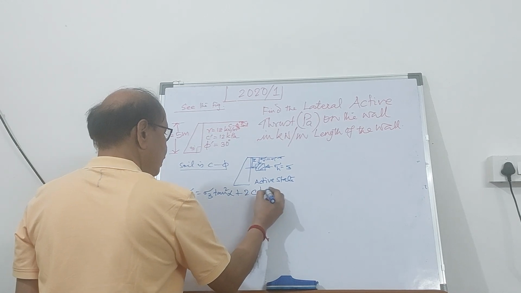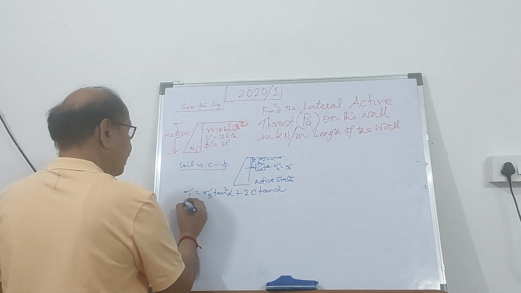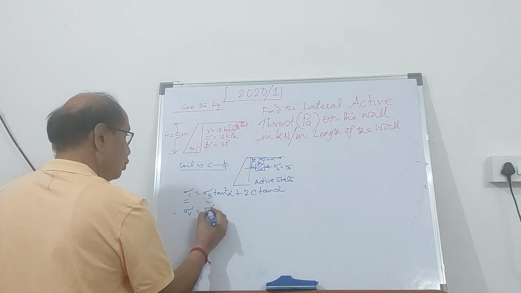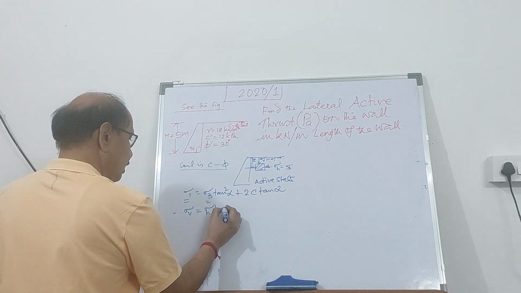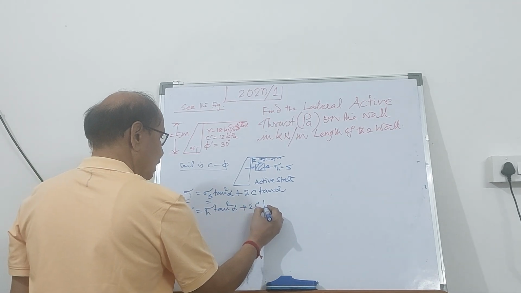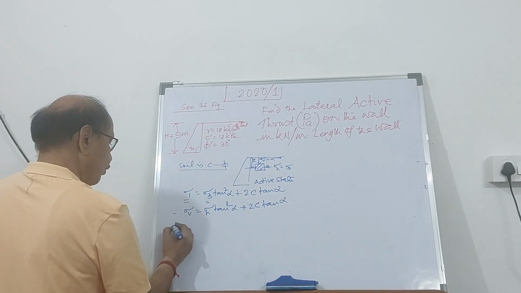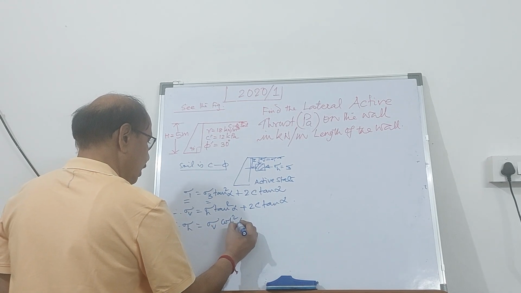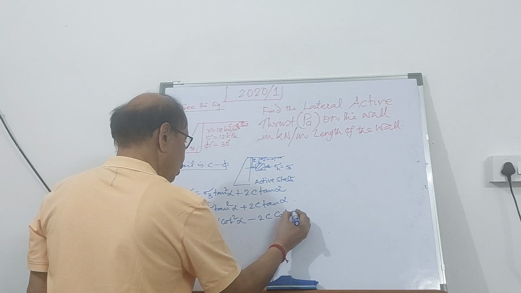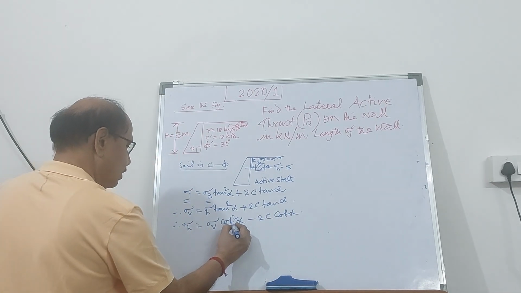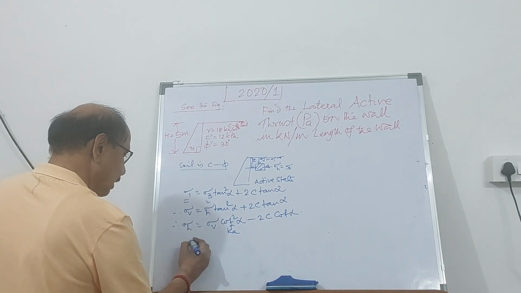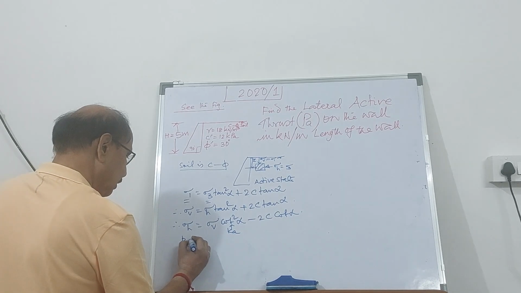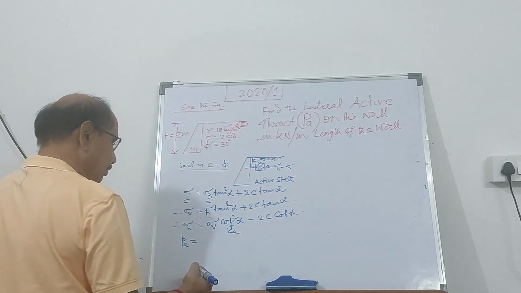Plus 2c tan alpha. This is the relation between sigma 1 and sigma 3. Therefore, sigma V equal to sigma H tan square alpha plus 2c tan alpha. Therefore, sigma H equal to sigma V cot square alpha minus 2c cot alpha. This cot square alpha is called coefficient of active earth pressure, and sigma H is called the active earth pressure. The horizontal pressure is called the active earth pressure.